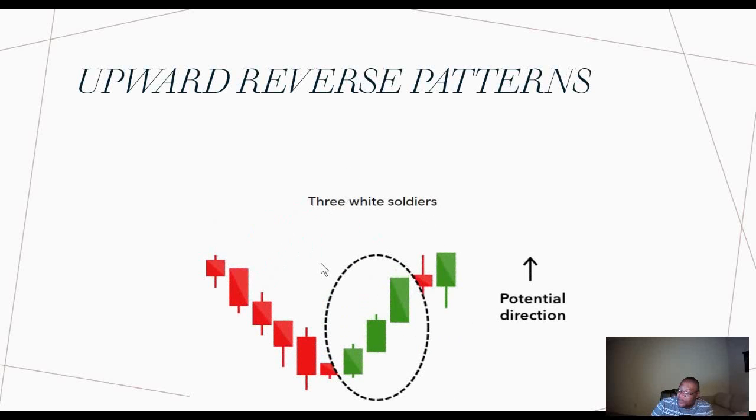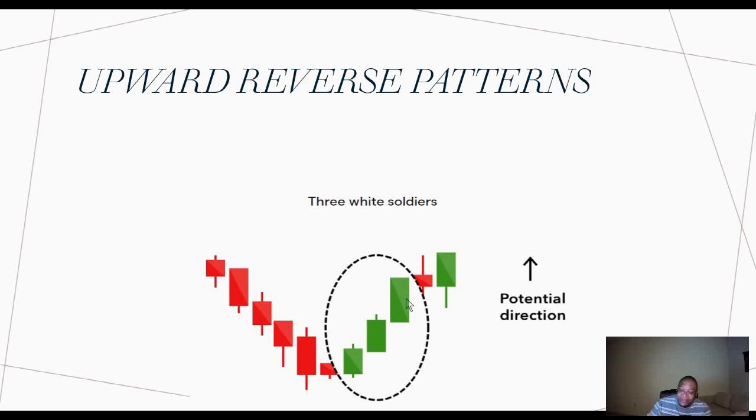This is called three white soldiers. Some people call it three white knights. It's basically three patterns going back to back green. When you see three in a row, that's a good indication that the downward momentum has shifted to an upward swing. All right. So those are the three patterns I look for in an upward trend.